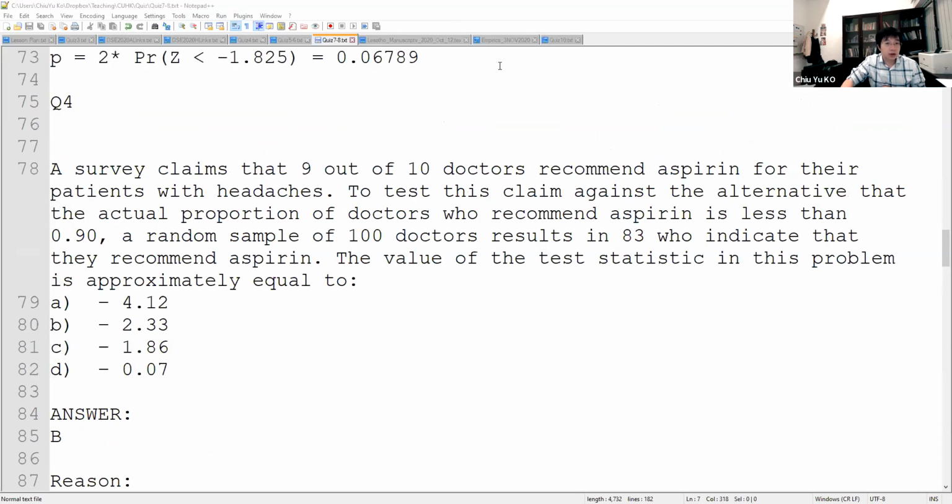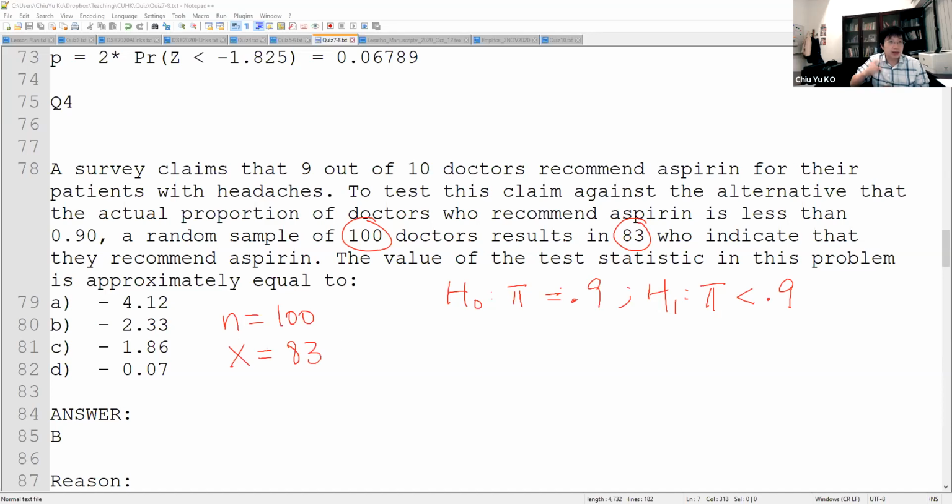Here we have question 4. We have a claim that doctors recommend aspirin, and you want to test a claim whether it's less than, right? So it's very clear that what you see is pi, the population proportion, is equal to 0.9, and the other case is pi is less than 0.9, okay? And the data you have is 100 doctors, of whom 83 recommend, so n is 100, and the sum of x is 83.